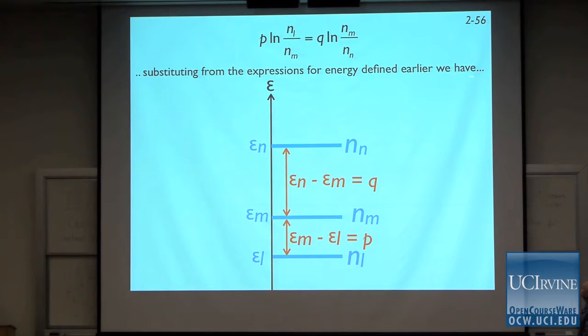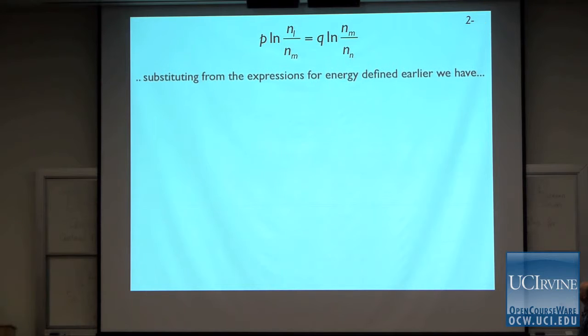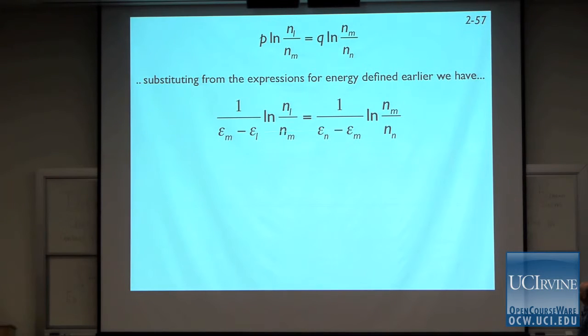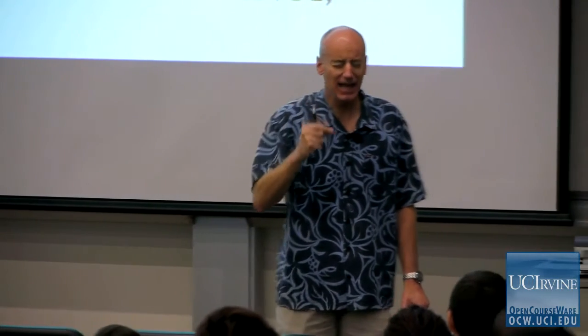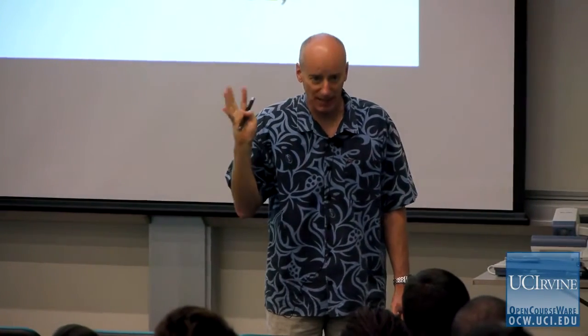Okay, and substituting from the expressions for the energy defined earlier, I plug this in for Q, I plug this in for P, and I get these after I cross multiply. And then you've got this equation right here that looks completely useless, but what you have to realize is that M, L, and N are just random letters.